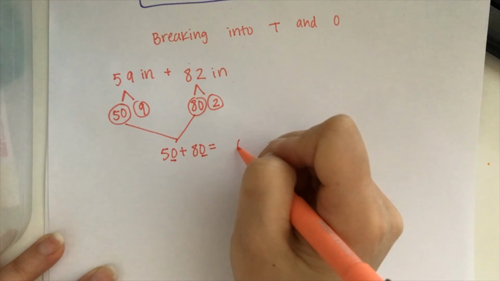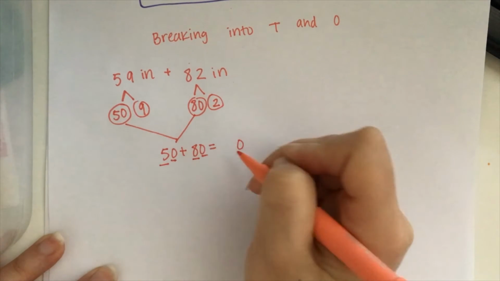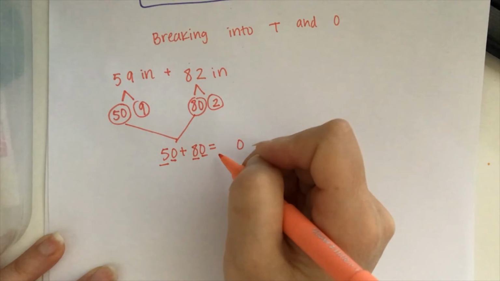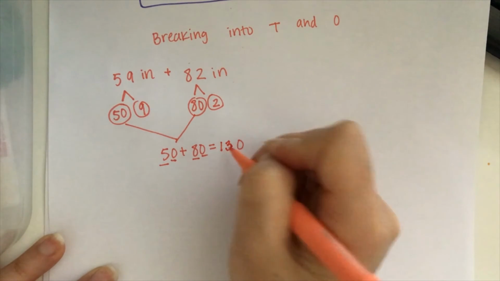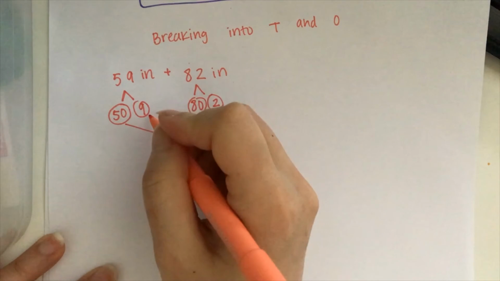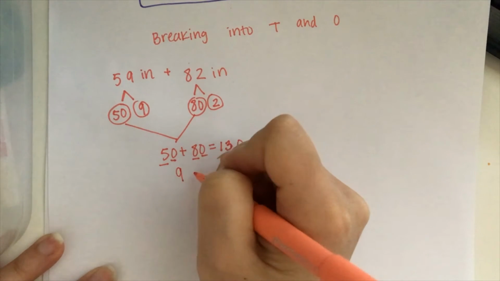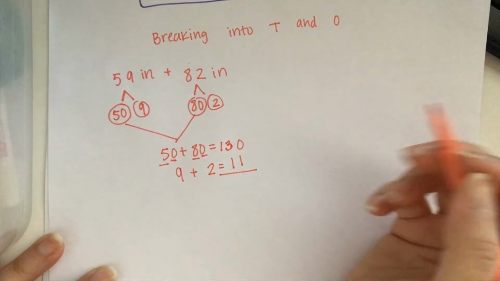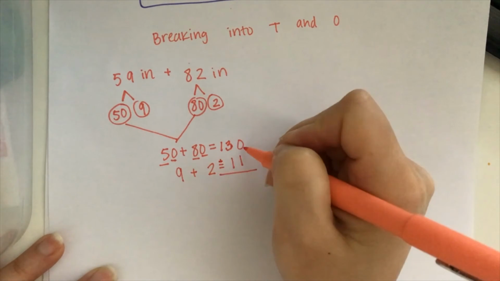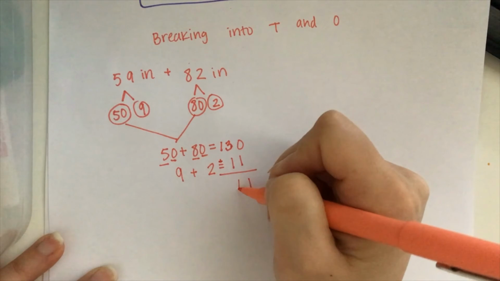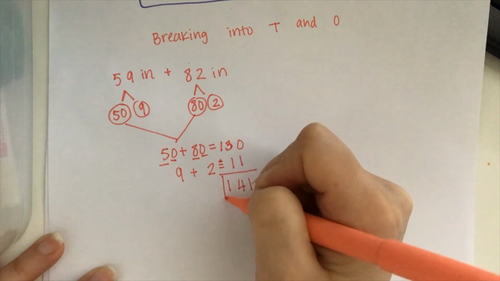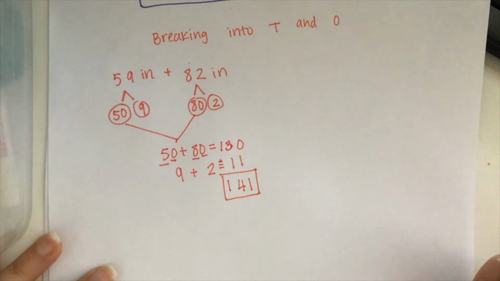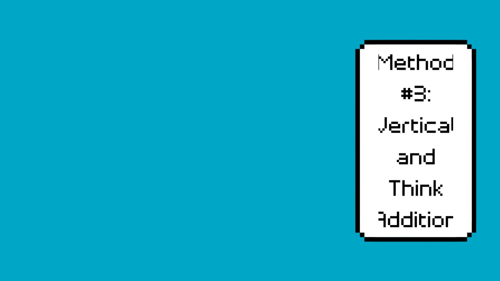0 and 0 is 0. 8 and 5 is 13. And then I'm going to add my ones together, which is 9 plus 2 equals 11. Then this is just simple math from here on. 0 and 1 is 1, 3 and 1 is 4, and 1 and nothing is 1, so you get 141.